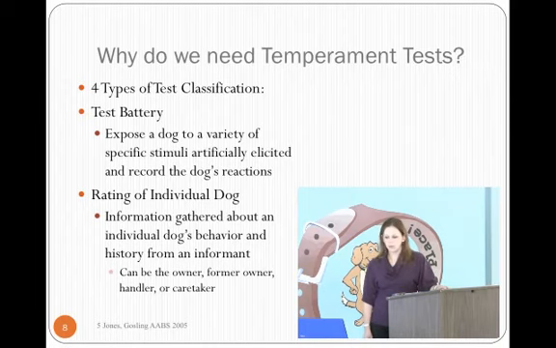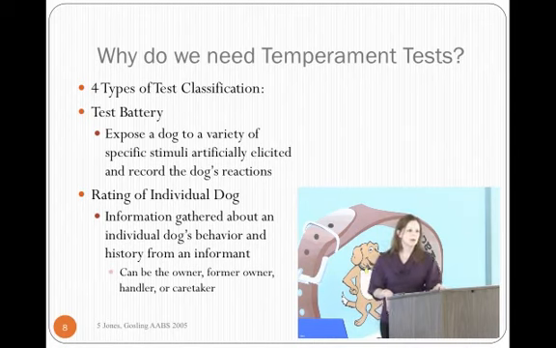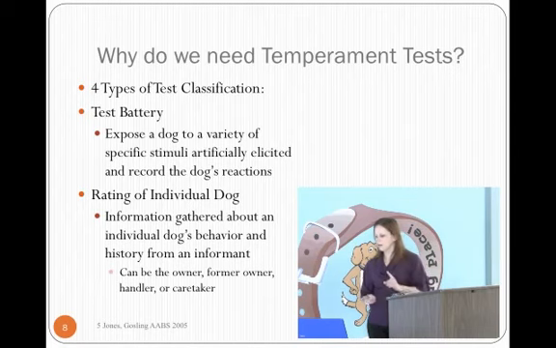There's also rating an individual dog, and that's where we get information from that individual pet's behavior historically from some type of informant. And that can be anything from the owner, the former owner who's relinquishing the animal, a handler, or even a caretaker of that animal.